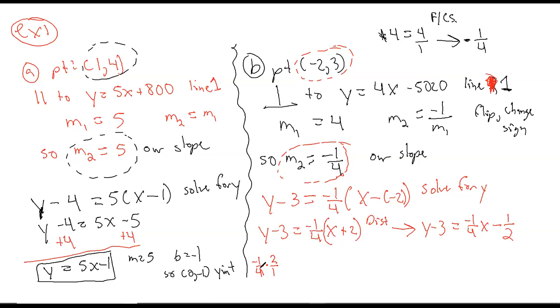Which is 2 over 1. Reducing and multiplying straight across, that becomes a 1 and this becomes a 2. And that's where the negative 1/2 came from. Now, to finish this up, we just have to add 3 to both sides.